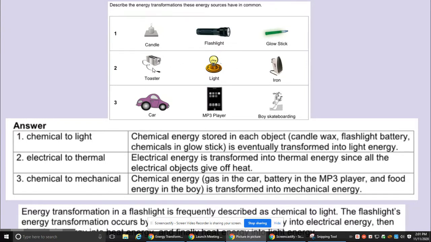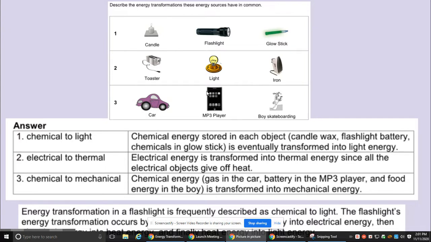These objects need to be plugged into an outlet, right? So their energy is electrical energy because we plug them into the electrical socket. So we have electrical energy being transformed into thermal energy, heat. They give off heat, okay? So we have, once again, electrical energy being transformed into heat.